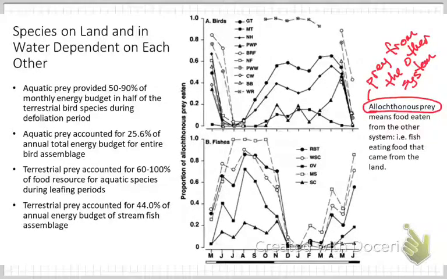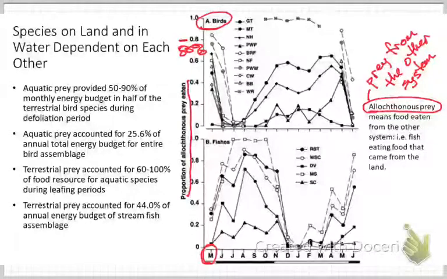So when you're looking at this one here, like birds, what it's saying is on this proportion of allochthonous prey eaten, up here, that's 80% of the food that these birds are eating, and these are months down here, so that's May, June, July, August, September, October, etc. In May, there are some bird species, these are just different bird species in here, abbreviated. In May, some bird species are eating as much as 80% of their food coming from the creek in this riparian zone.